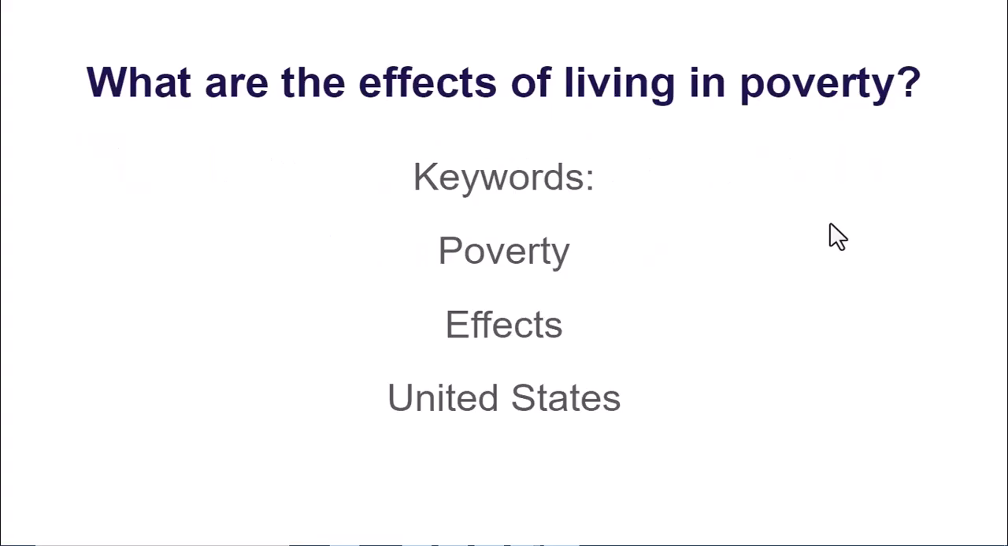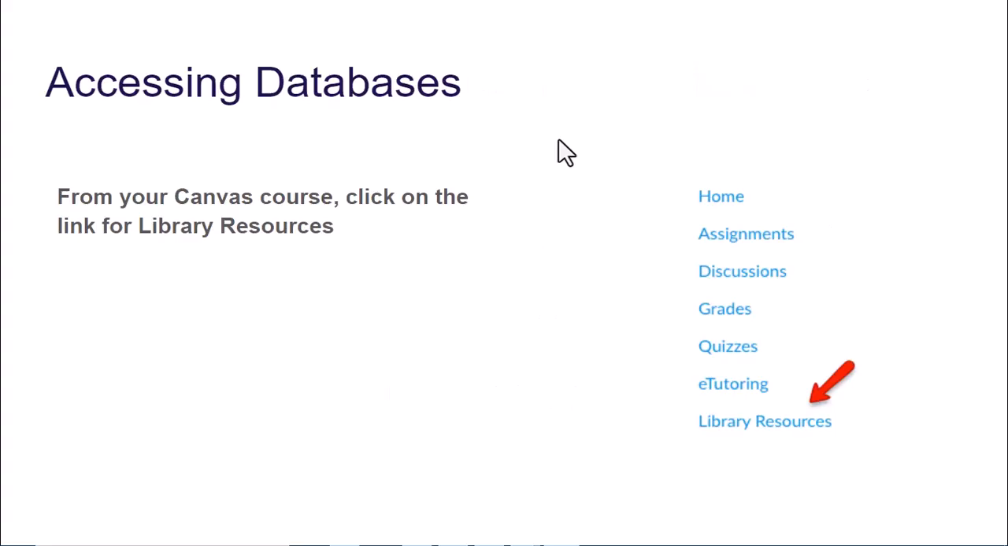My research topic is, what are the effects of living in poverty? My keywords are poverty, effects, and United States. You can even be more specific with your location and look for Massachusetts. Keywords are flexible, and you can change them anytime. Once you've brainstormed your keywords, you're ready to access our databases.